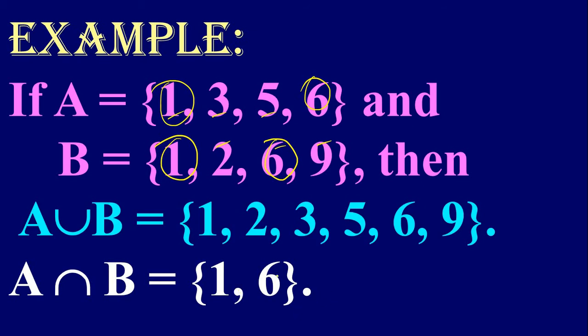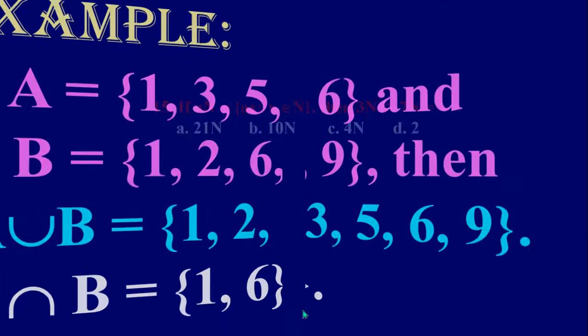So here A union B is 1, 2, 3, 5, 6, 9. That is, you have to write all the elements. And A intersection B means it is 1 and 6. We have to write common elements which are present in both sets.